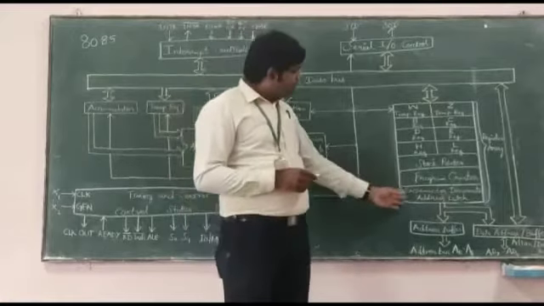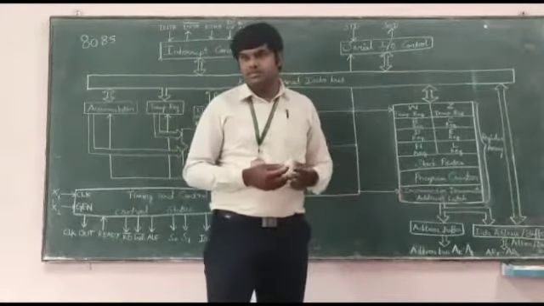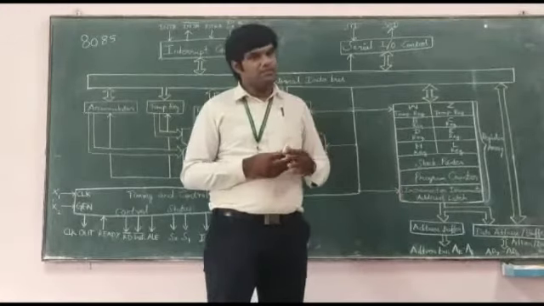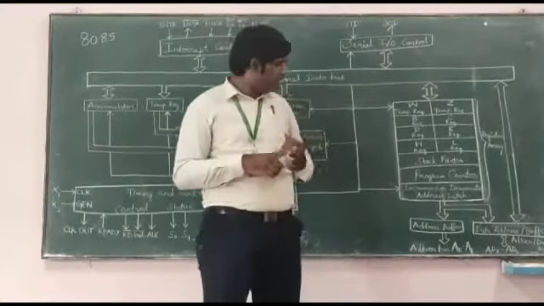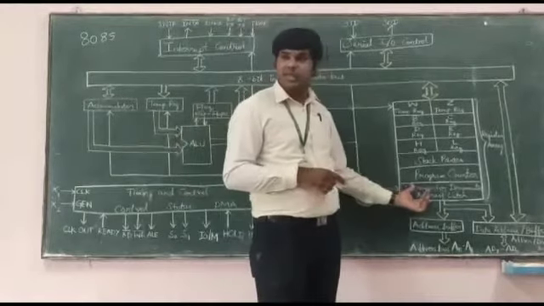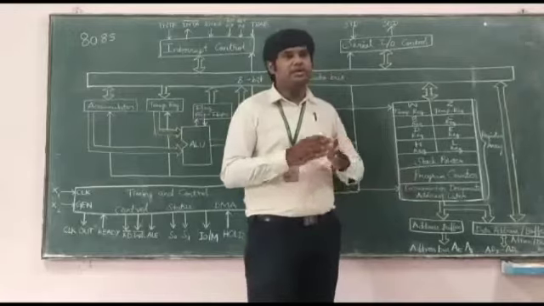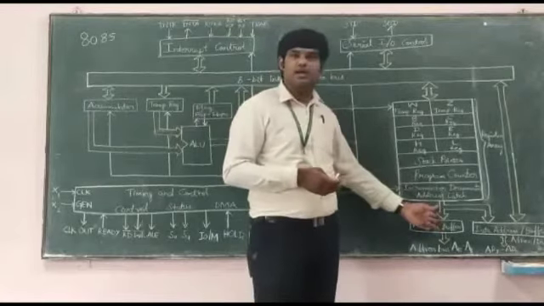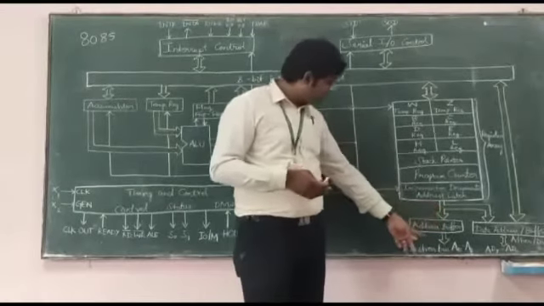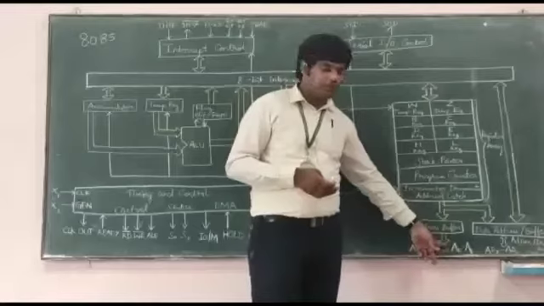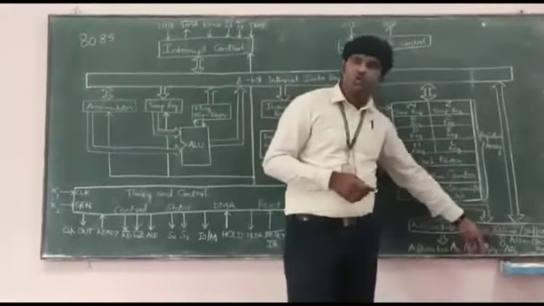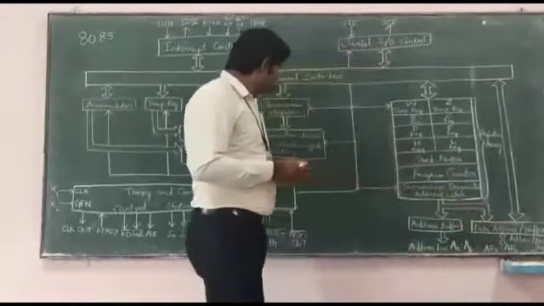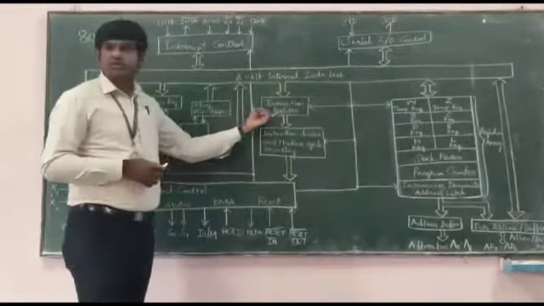Now the microprocessor will have a system bus. There are three types of system bus: the address bus, the data bus, and the control bus. Now we have an address latch enable, which is used to demultiplex the multiplexed address data bus. So we have a higher order address bus A8 to A15, and a multiplexed address data bus A0 to A7.